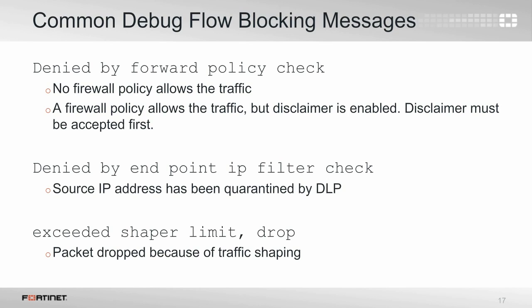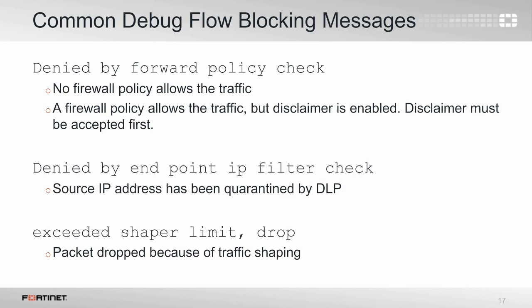The debug flow can also help you determine why FortiGate is dropping packets. In those cases, the debug flow usually shows an error message explaining why a packet was dropped. This slide shows 3 messages that you commonly see in debug flow output when FortiGate is dropping packets.